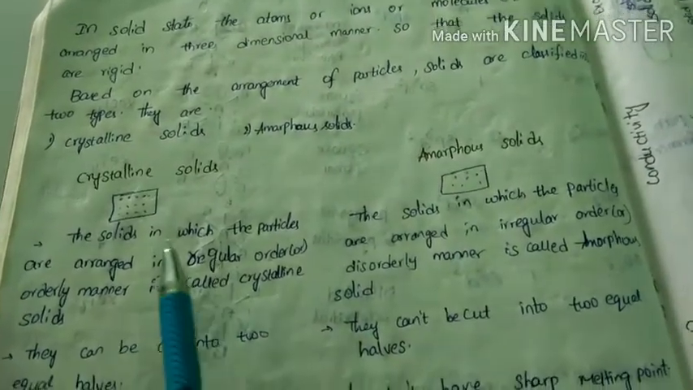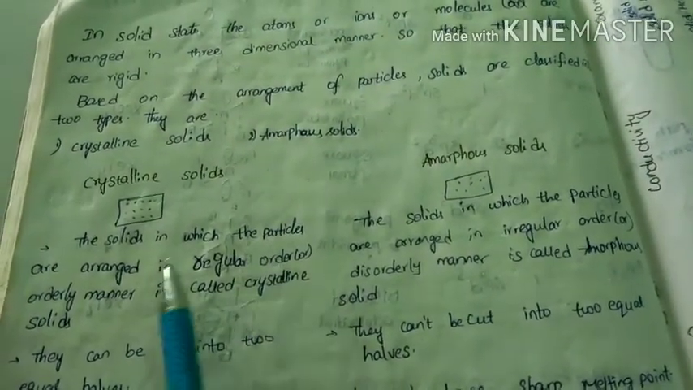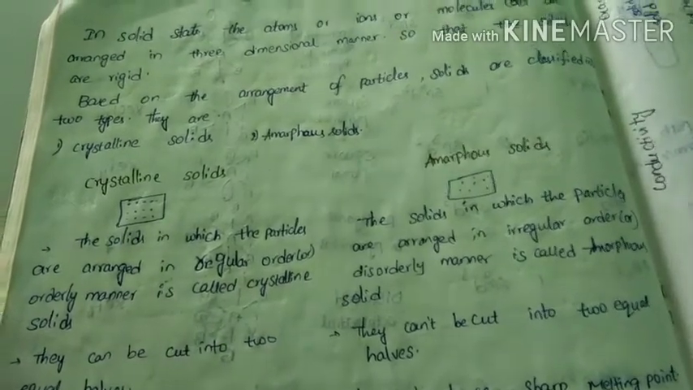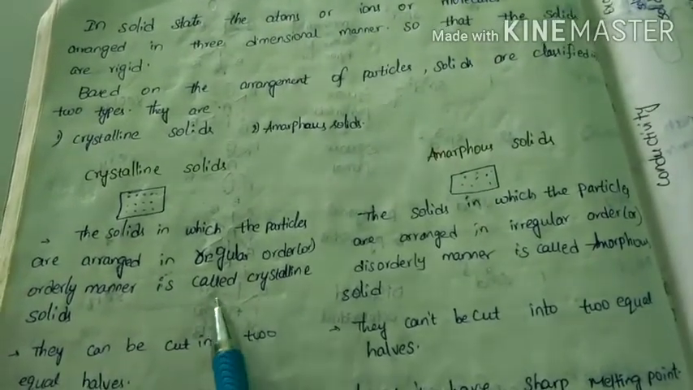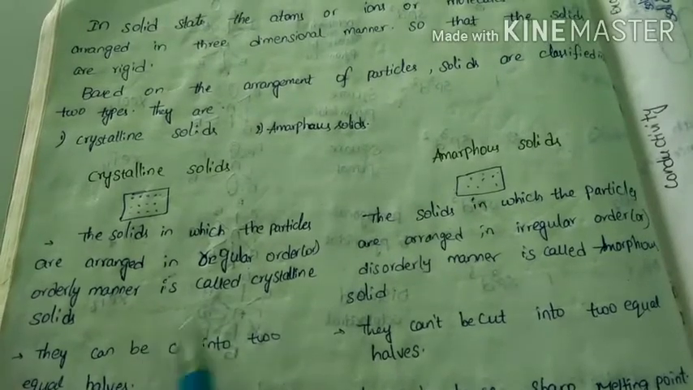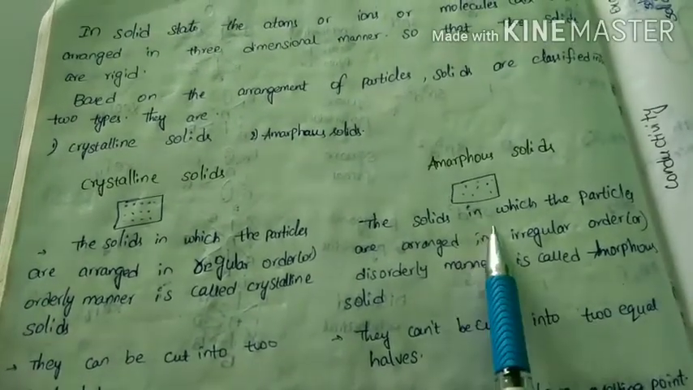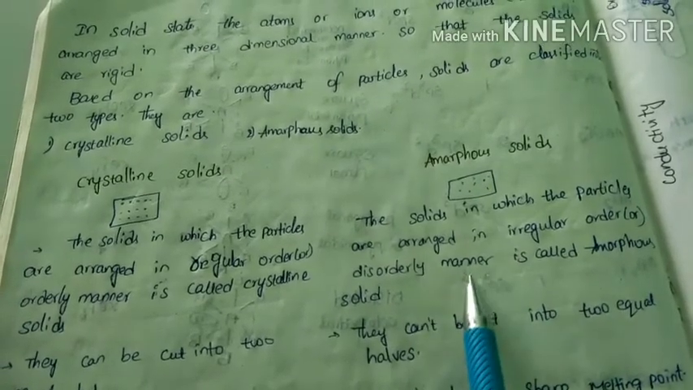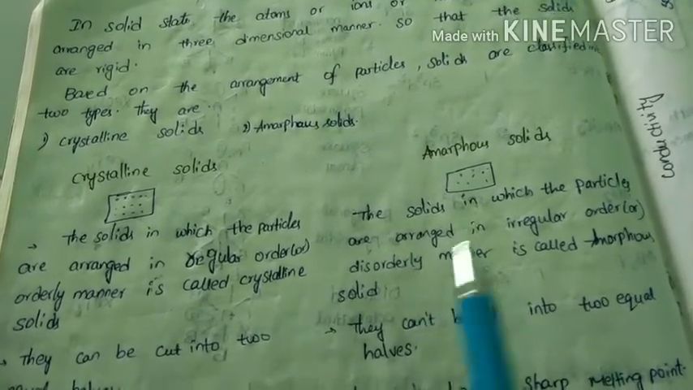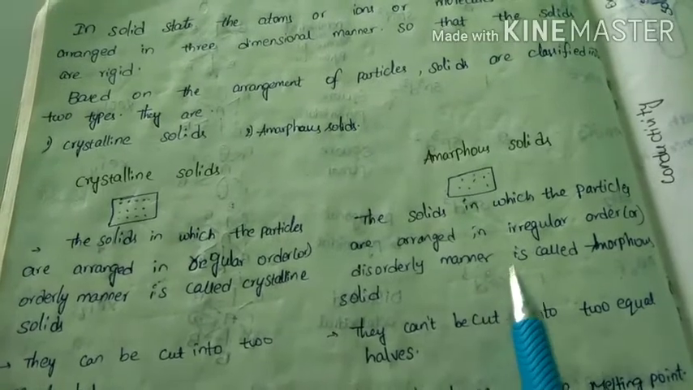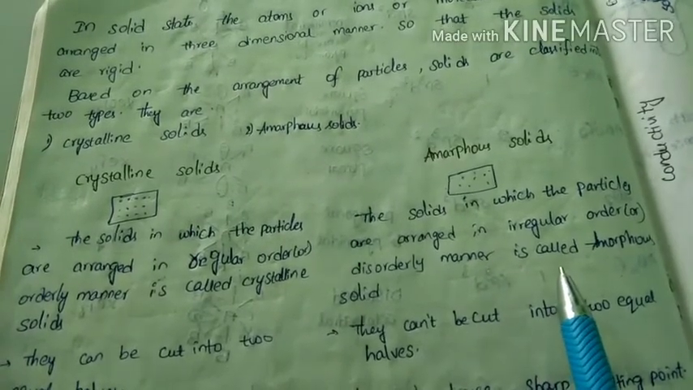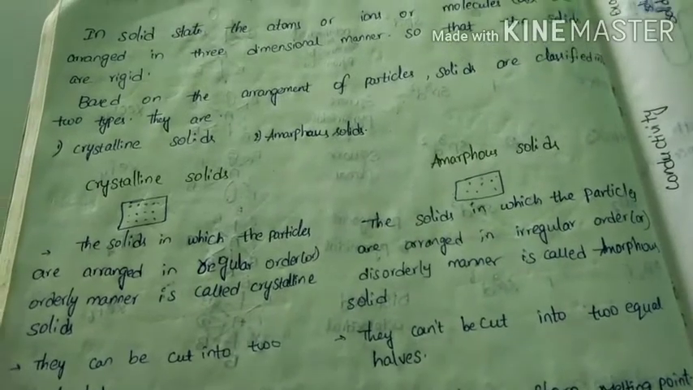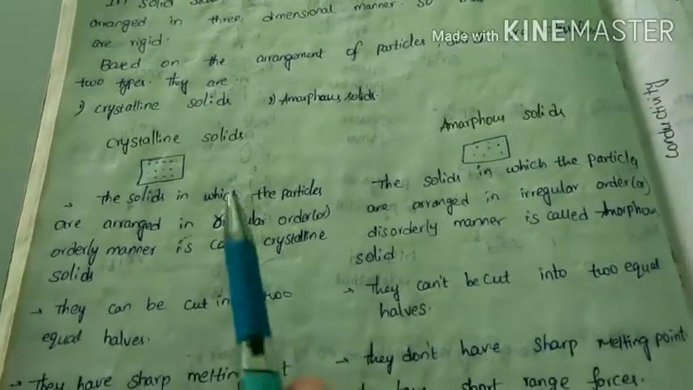So the definition is: the solids in which the particles are arranged in regular order or orderly manner are called crystalline solids. The solids in which the particles are arranged in irregular order or disorderly manner or random manner are called amorphous solids. I hope you understand the definitions of these two.